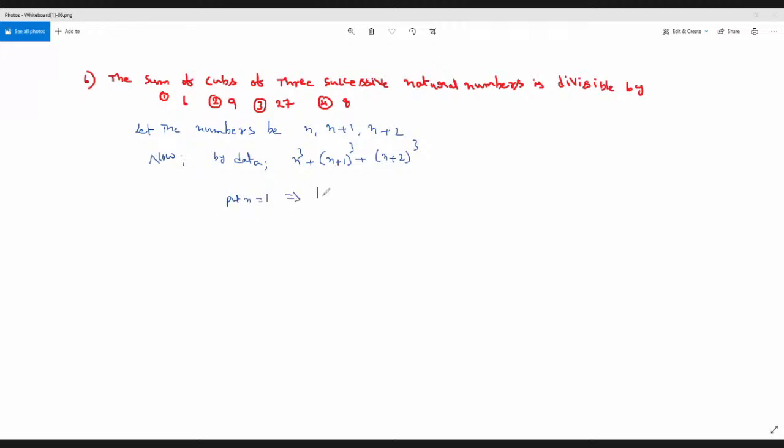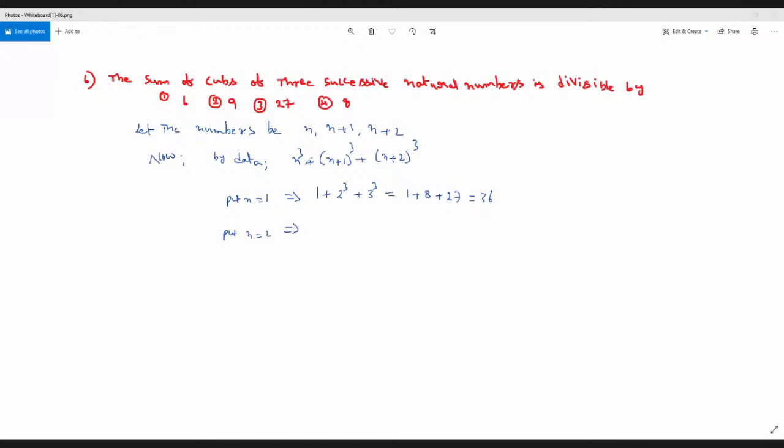What is the result? 1 power 3 plus 2 power 3 plus 3 power 3. So clearly it is 1 plus 8 plus 27. So clearly here we get 36. This 36 is divisible by 6 and 9 both. In case at n equal to 1, any one option is satisfied, it is correct. But here it is divisible by 6 and 9 both. So n is equal to 2, consider.